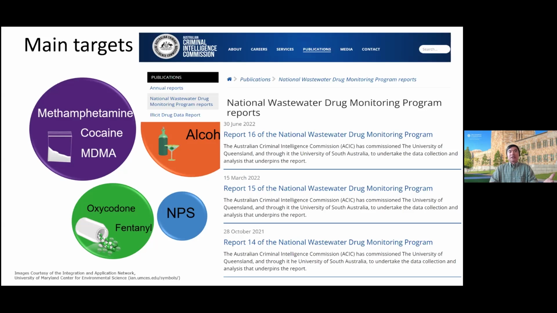And then regularly, the data is published on the website of the Australian Criminal Intelligence Commission. This is a screenshot of the website, and you can go there to see the latest report from us. It's all open with full data and data from each treatment plant. It's coded with their internal code.